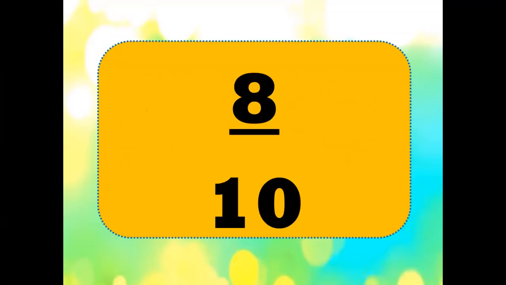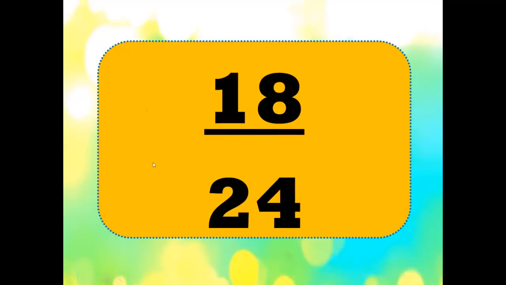So we have this already, the 8/10, so the lowest term is 4/5. Then we have this 18/24. There's another way to get the lowest term or the GCF. You could just simply think of a number. What possible number could you use to divide 18 and 24? Instead of finding the GCF, you could just think of a number. 18 and 24 are both divisible by 2. So you could just divide this by 2.